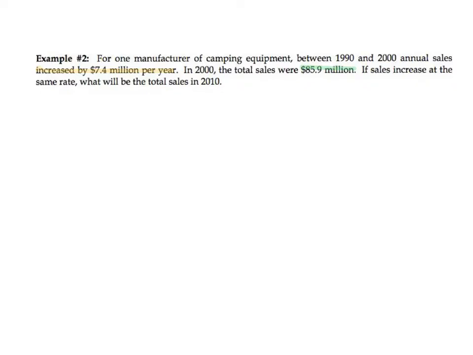Well, we know we start with 85.9, and we're going to keep adding 7.4 for 10 years. So I can do plus 7.4 times 10, since I increased by 7.4 million for 10 years, because we want to know the total sales in 2010, and between 2000 and 2010 is 10 years.